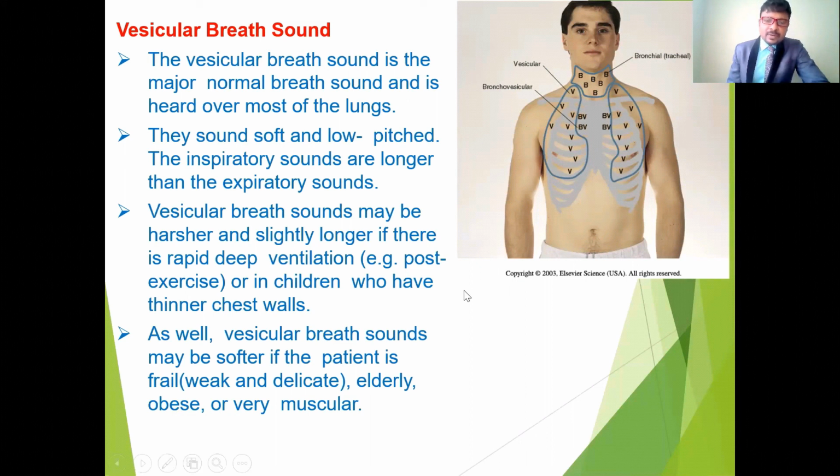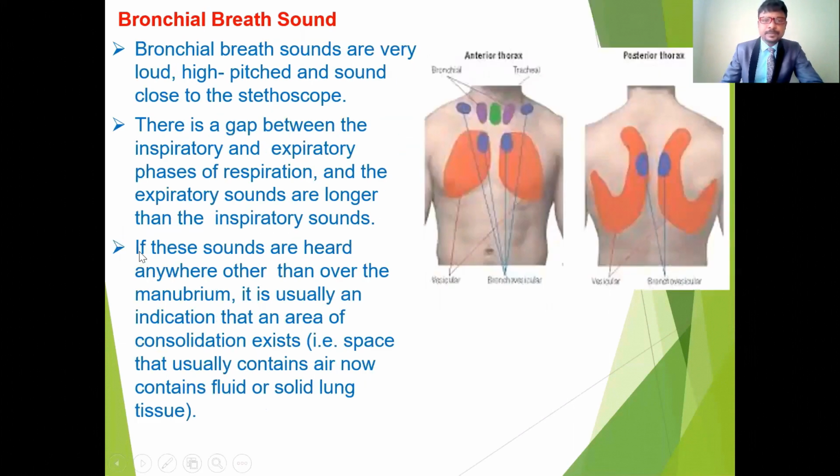As well, the vesicular breath sounds may be softer if the patient is frail or weak, elderly, obese, or very muscular. We are going to hear these sounds a little bit softer in a weak patient. So we have to understand that during differential diagnosis, if the sounds are diminished, we can think about a chest wall deformity, a thin chest wall, or a weak or obese person, depending upon the breath sounds.